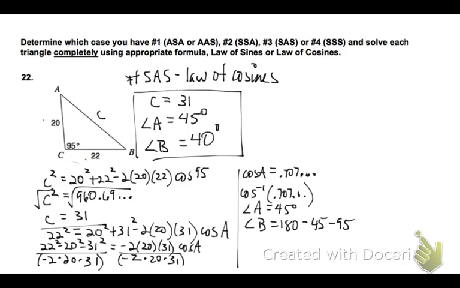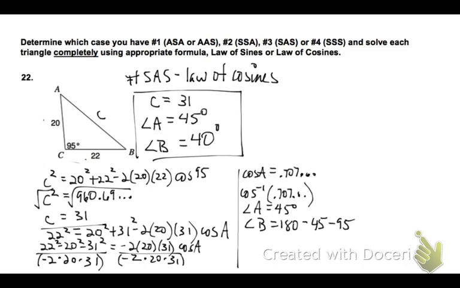Then I always do a check just to make sure the smallest side should always be across from the smallest angle, and the largest side across from the largest angle. So my smallest side is 20, and that's across from angle B, and that is my smallest angle of 40. And then side A is 22, and that's my next largest side, and it's across from my next largest angle of 45. And then side C I found is 31, and that's the largest side, and it's across from the largest angle.